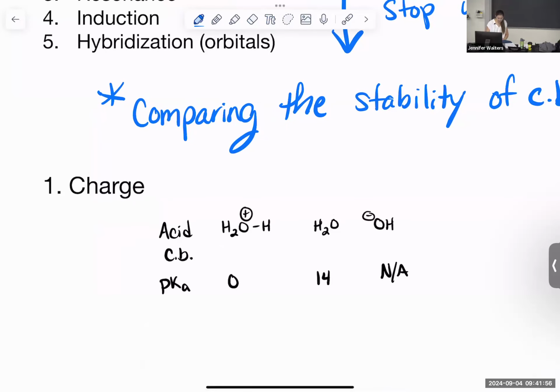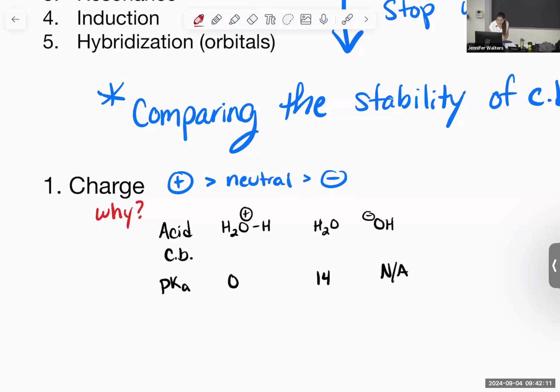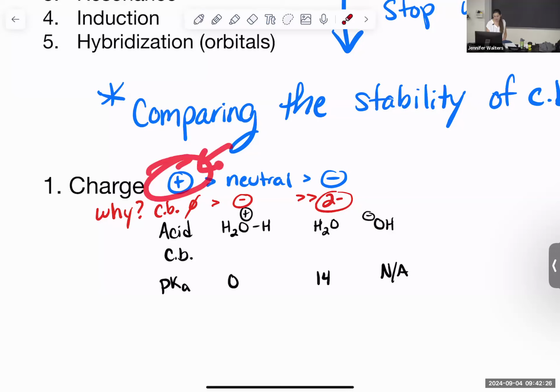when you look at your compounds, if you are positively charged, you are going to be a better acid than if you are neutral, which is a much better acid than if you are negatively charged. The reason why is because for your conjugate base, it becomes neutral, which is better than being negatively charged, which is way better than having a 2- charge. That's why having your acid with a positive charge is going to be better, because it makes a neutral conjugate base. And if you are neutral, then you're going to be more stable.